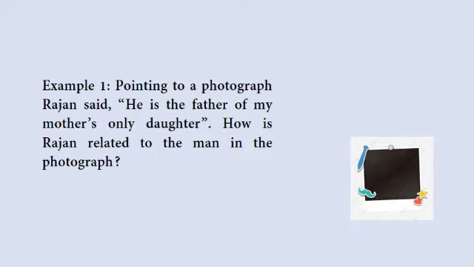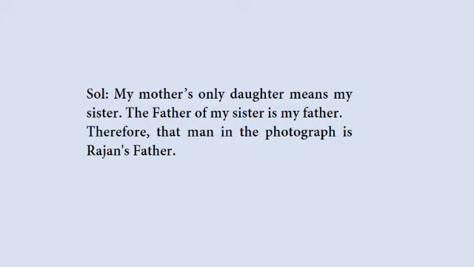Another example we'll see. Pointing to a photograph, Rajan said, he is the father of my mother's only daughter. How is Rajan related to the man in the photograph? See the solution: we are again going the backtracking way. My mother's only daughter means my sister, that is Rajan's sister, where 'my' refers to whoever is making the statement. The father of my sister is my father. Therefore, the man in the photograph is Rajan's father.